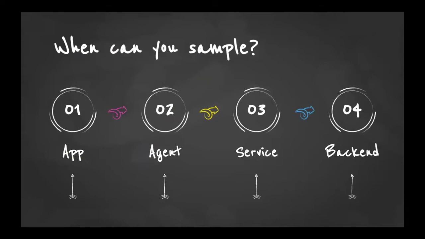You could have some sort of standalone service or collector or aggregator or proxy. Usually this is per data center or per region, and you could make a sampling decision there. And then of course the backend, whether you're running your own or you're sending to a third-party SaaS solution, sampling decisions can also be made on the backend. So really anywhere in the entire pipeline, you can make a sampling decision.